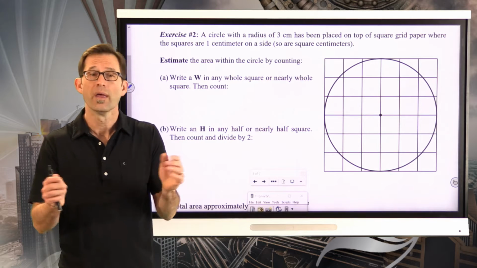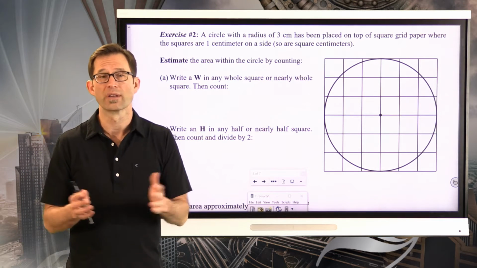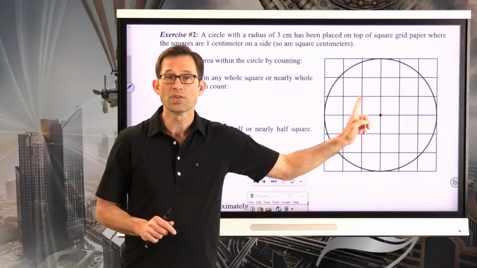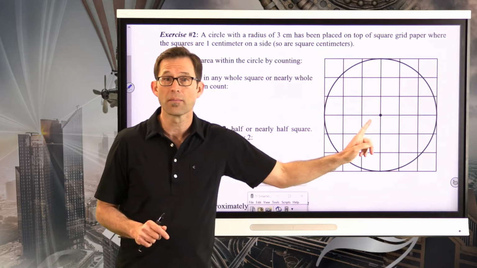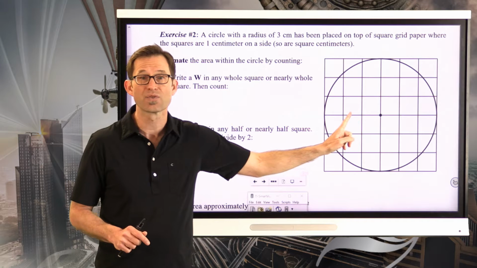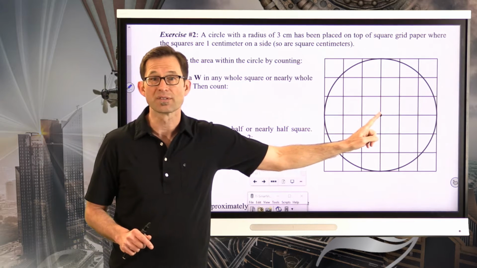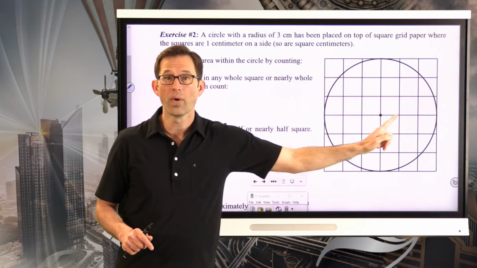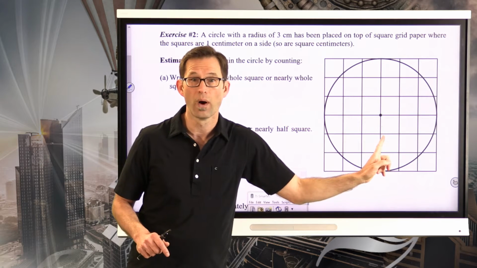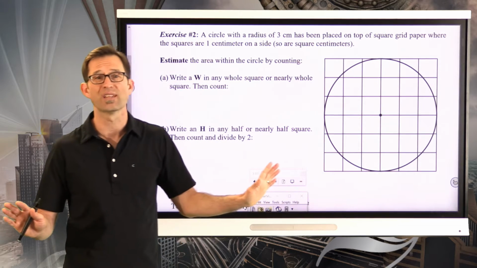If you took out a ruler and your teacher didn't enlarge or shrink down the worksheet, then each one of these squares is a centimeter by a centimeter, and you can see that the radius is 3 centimeters. The distance from the center of the circle out to any point on the circle is 3 units: 1, 2, 3. Just wanted to establish that.